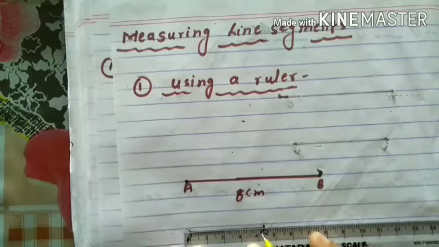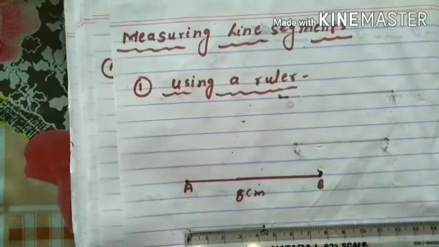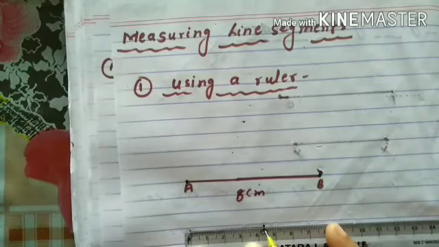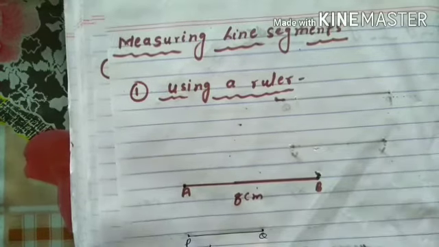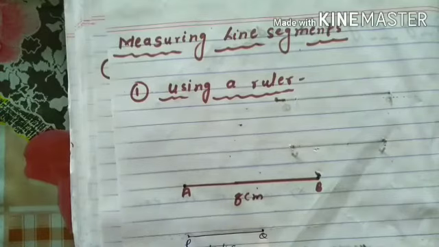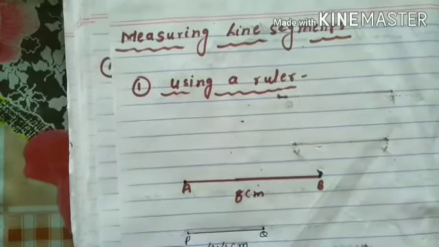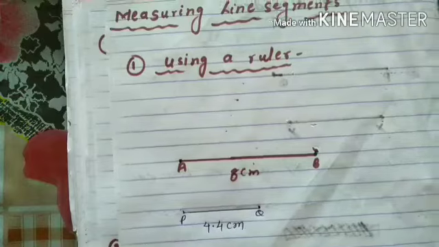So now I have to read these small parts. 1, 2, 3, 4. So that is 4 centimeter and 4 small parts also. So what is the length of this line segment? 4.4 centimeter. Understood this?